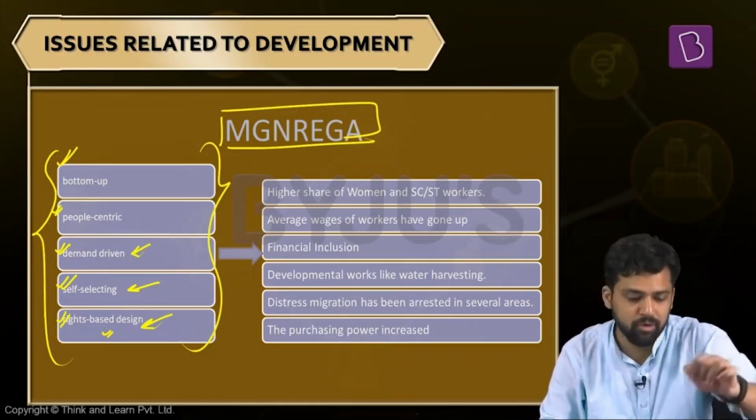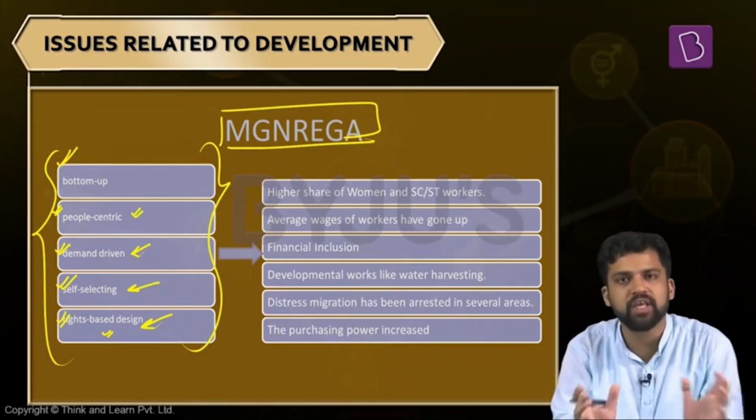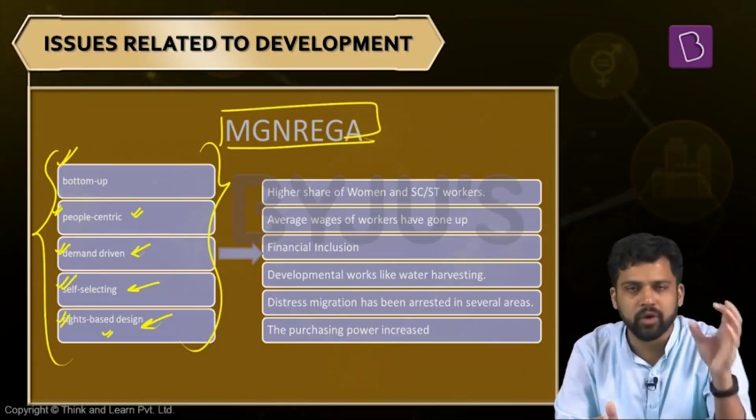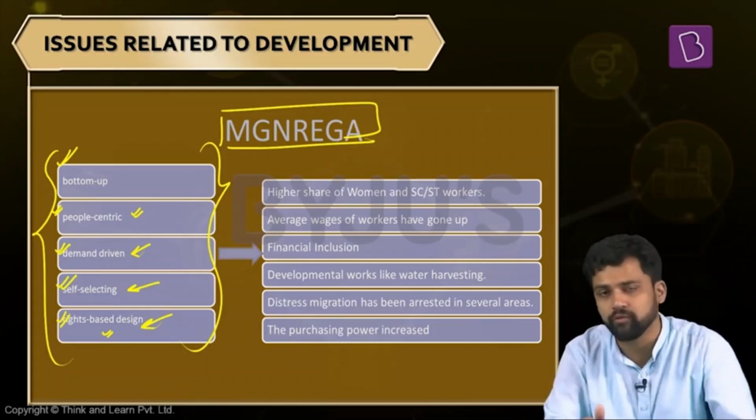Now, if people want to work, they can demand it from the government and they should get a job. It is a people-centric approach. At the heart of the scheme is people. You are trying to improve the livelihood of the people. You are giving them some money. At the same time, you are ensuring what kind of activity they are working on, which will improve the life of the people. Development projects over there.